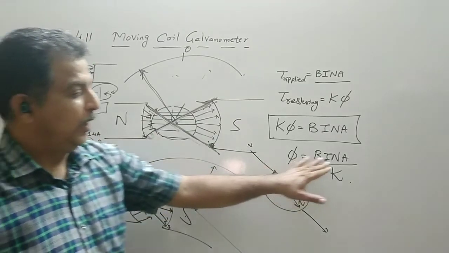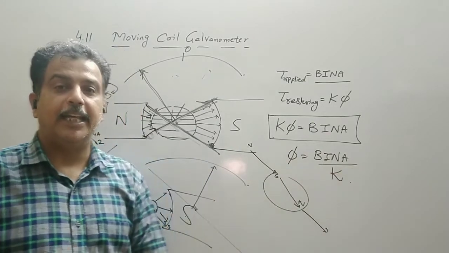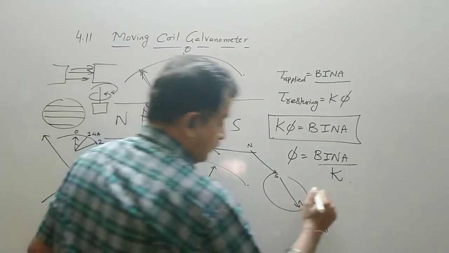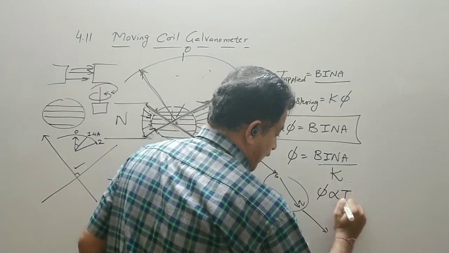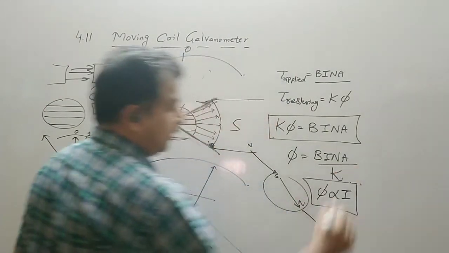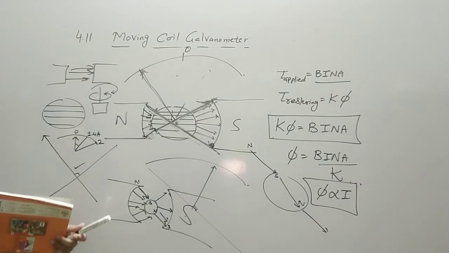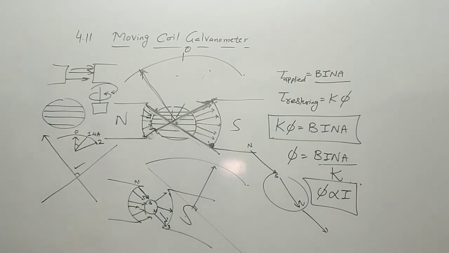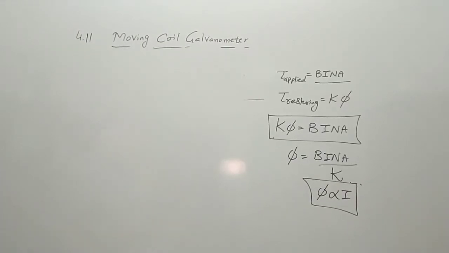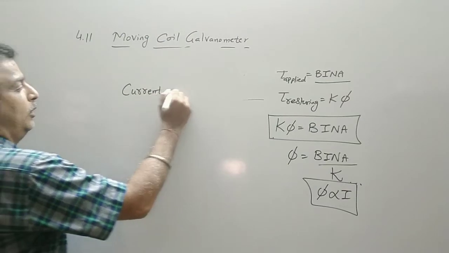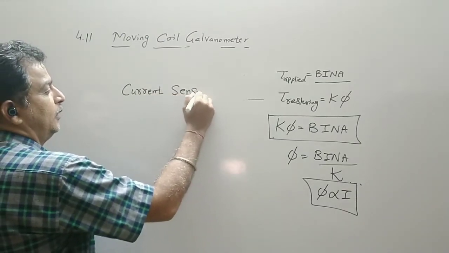So phi is equal to beta upon K, where now theta is eliminated and it is clear that the deflection is directly proportional to the current. The more the current passing through this, the more the deflection. Now let us define a new physical quantity, that is called current sensitivity.